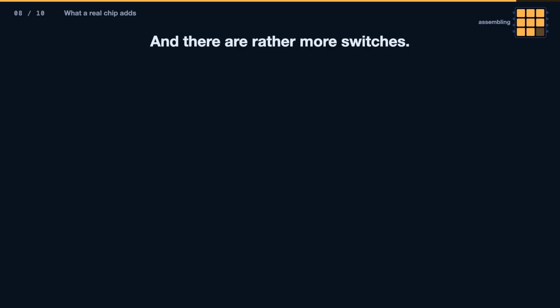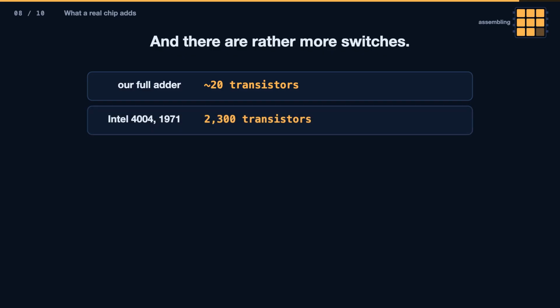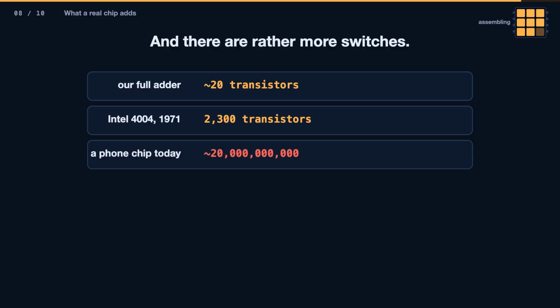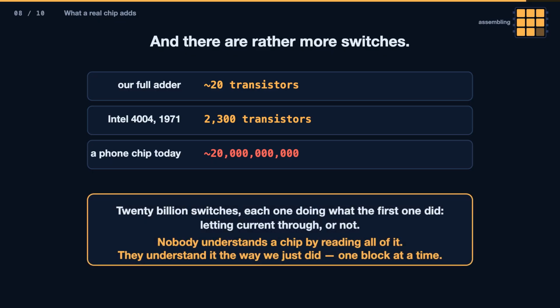The second thing is that there are rather more switches. Our full adder is about 20 transistors. The Intel 4004 from 1971 had 2,300. The chip in your phone has roughly 20 billion. Nobody understands a chip by reading all of it. They understand it the way we just did, one block at a time.